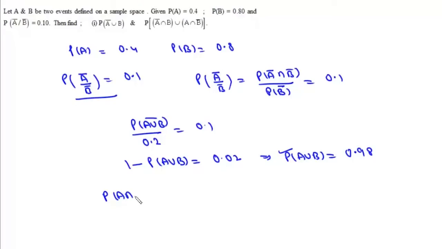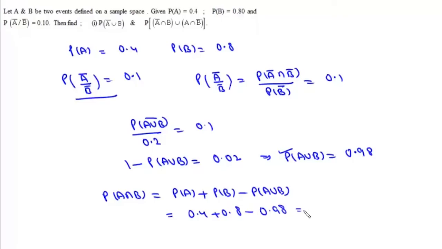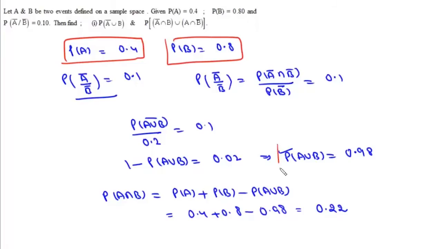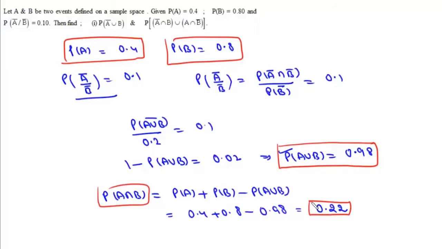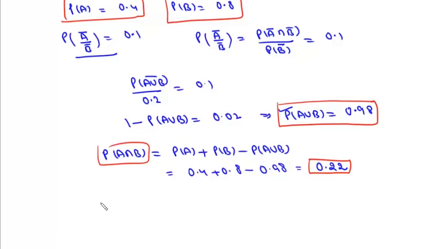Now once we have probability of A union B, probability of A and probability of B, we can work out probability of A intersection B will be probability of A plus probability of B minus probability of A union B. Now probability of A is 0.4 plus 0.8 minus 0.98, so there will be 0.22. So now we have probability of A, we also have probability of B, we have probability of A union B, and we also have probability of A intersection B. Now this first part is we need to find probability of A naught union B.